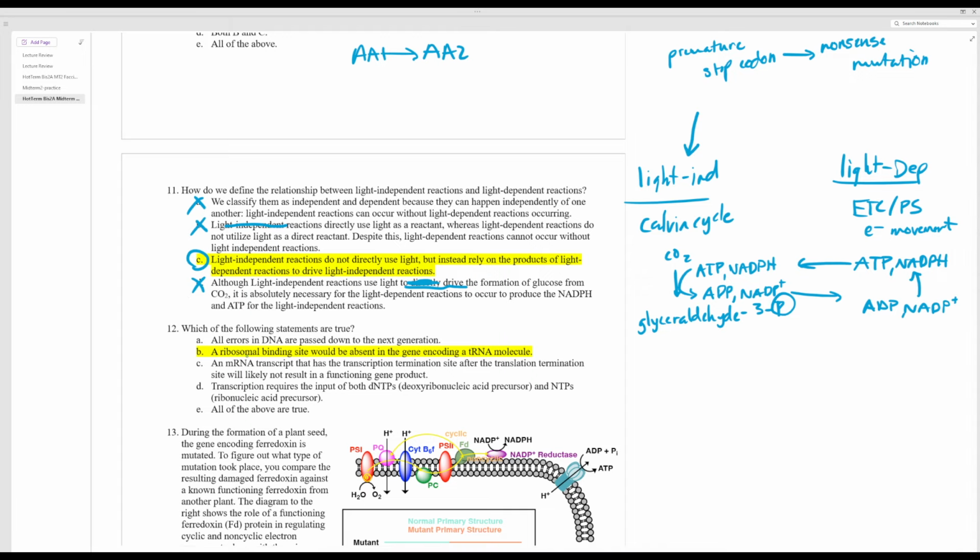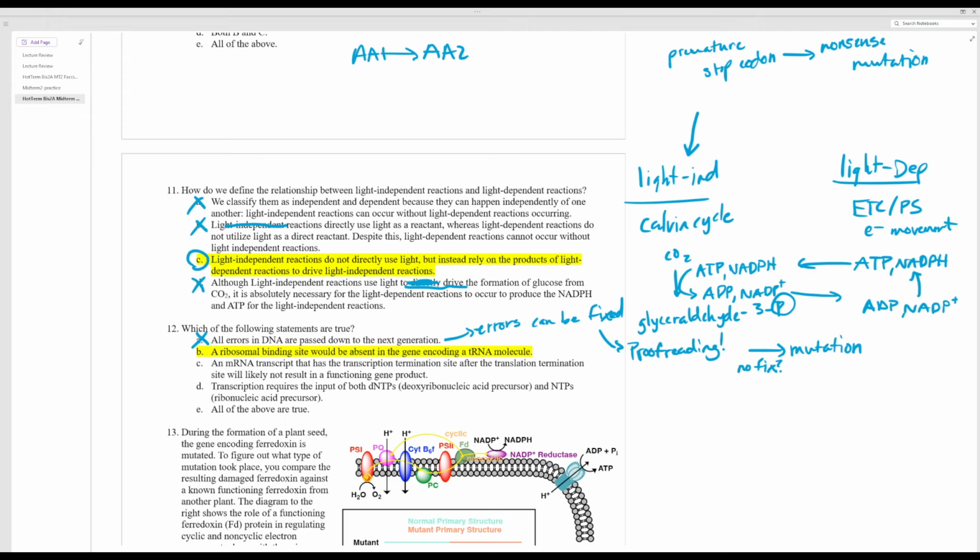Question 12, which of the following statements are true? All errors in DNA are passed down to the next generation. If this were true, there would be so many errors in the genetic code to be ridiculous. Remember, errors can be fixed using what process? Proofreading. If it does not get fixed in proofreading, that's when it becomes a mutation. And then it has the possibility of getting passed down to the next generation. But all errors? Nope. Only some of them do.